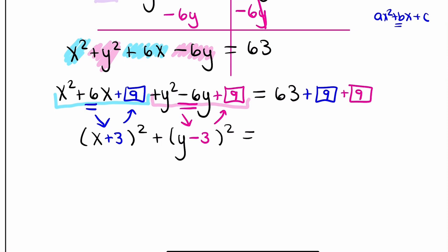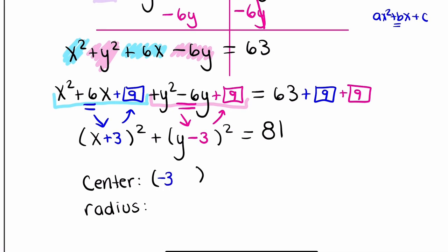Okay, so now what I'm going to do is just clean up that right-hand side, and I'm going to say 63 plus 9 is 81. Okay, so now I have my equation in center radius form. So let's go ahead and get that center, and let's go ahead and get that radius. Okay, so my center, again, I'm changing the signs. I'm going to color code this one just so you can see. My x value is going to become negative 3 because the sign changes, and my y value is going to become positive 3 because its sign changes as well.